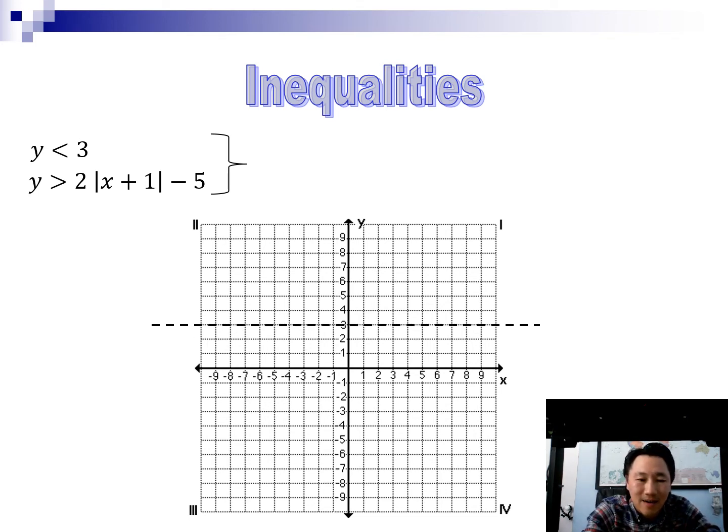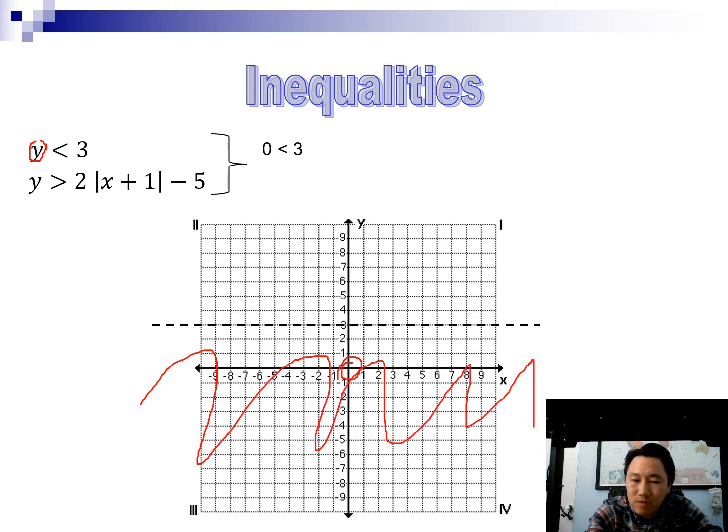It is a dotted line, and then we have to decide where to shade. I'm going to go back to my 0, 0, check it out. If I plug in 0 in here, I get 0 is less than 3, which is always true. So I'm going to shade where it's true, underneath that line.